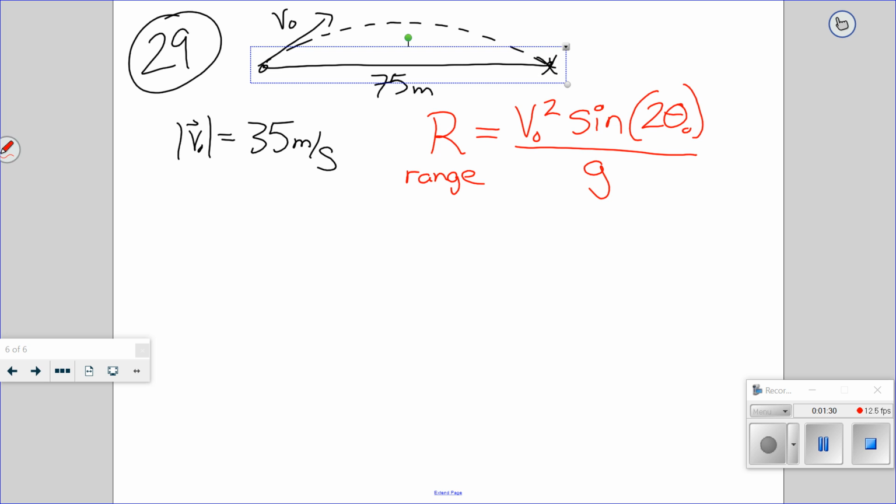Okay? And that's very important. This is the maximum horizontal displacement when your vertical displacement equals 0. So I have shot my arrow and then it hits a target at the same level. You cannot use this range formula if you hit above or below.